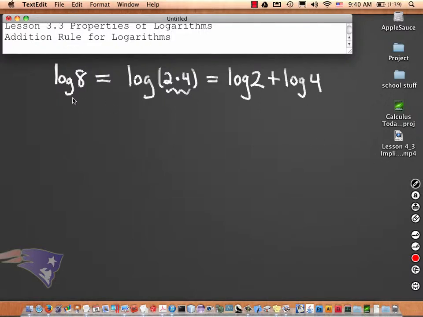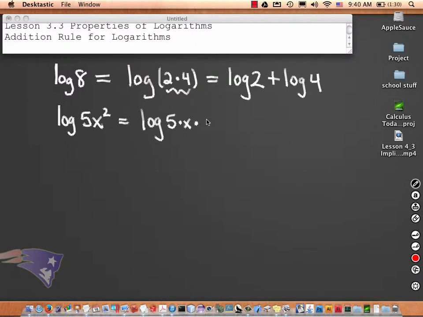If I have the logarithm of 5x squared, I need to be very careful, because what is being multiplied here? 5 times, not just x, but x squared. So could I rewrite this as the logarithm of 5 times x times x? And now the addition rule says that this becomes the logarithm of 5 plus the logarithm of x plus the logarithm of x. Could you do plus the logarithm of x squared or no?